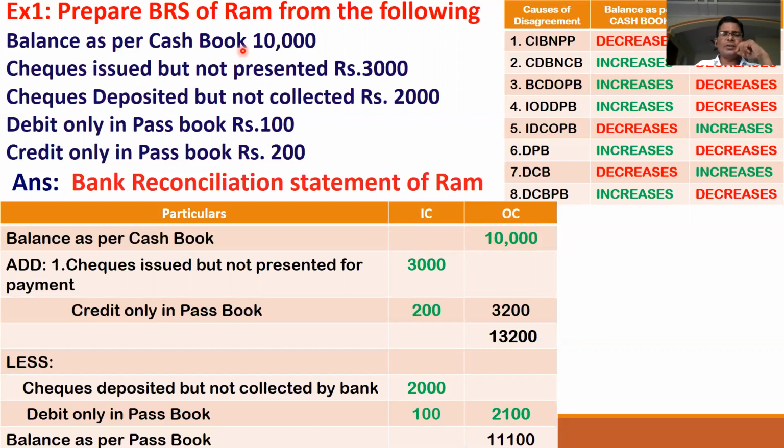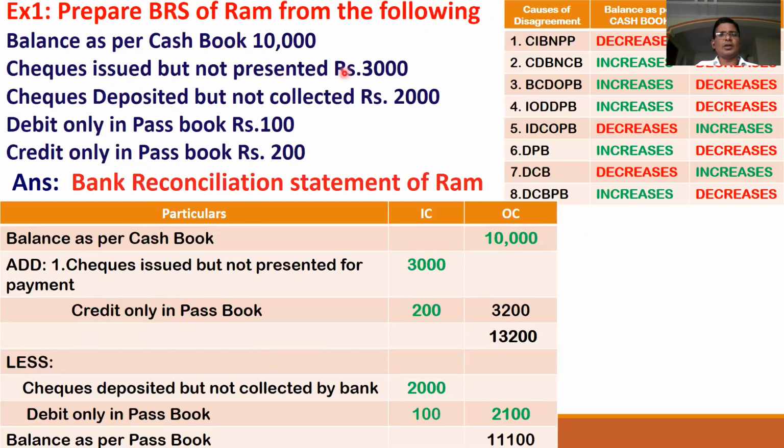Checks issued. Whenever balance as per cash book is given, you have to see whether cash book balance increases or decreases, because cash book balance is given. If cash book balance increases, you have to less. If cash book balance decreases, you have to add; you have to remember that. So first you take balance as per cash book 10,000 in the outer column.